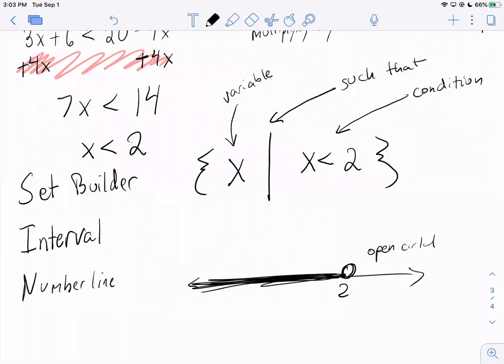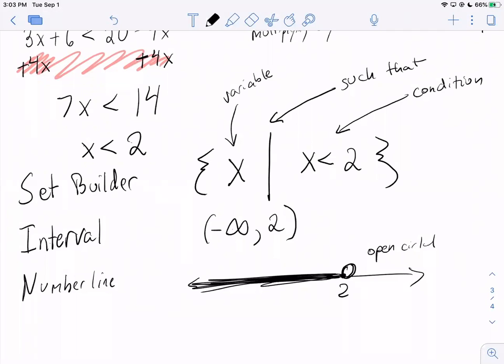Interval notation is if you have an interval, you can describe it kind of like a coordinate, where the first number in the interval is the left one, and the upper bound of the interval is the right number. In this case, it would be negative infinity, comma, 2. So these are 3 ways of expressing the same exact set.